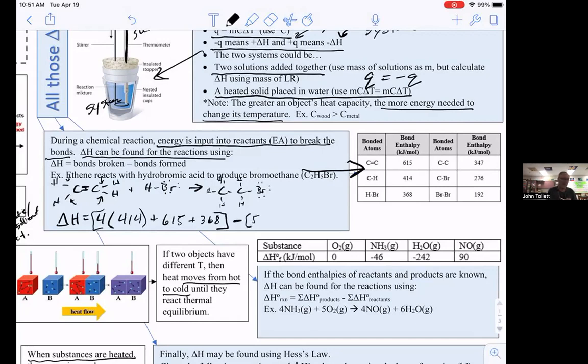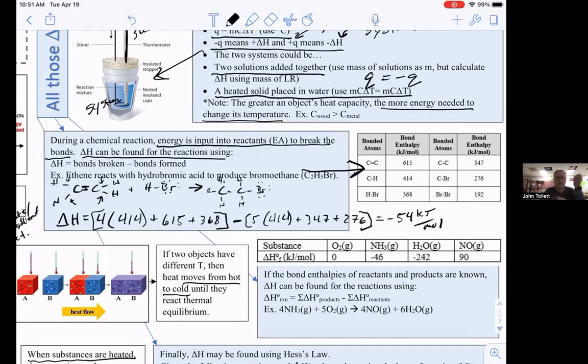And over here I've got 5 carbon hydrogen bonds, again 5 times that same 414, plus 347, plus that last one, 276, the one for the carbon bromine. My bad. There we go. If I calculate these, I end up getting negative 54 kilojoules per mole. And this would represent my delta H for this reaction. So then I could say, oh, it's exothermic.